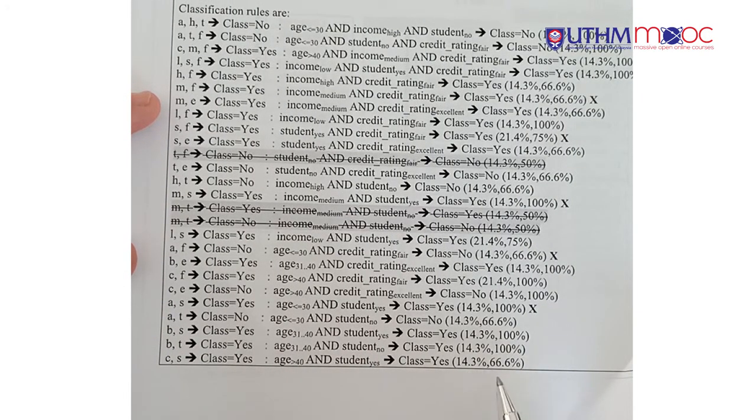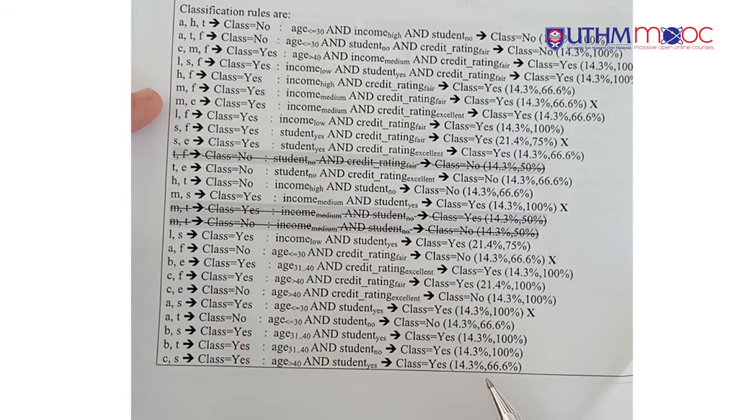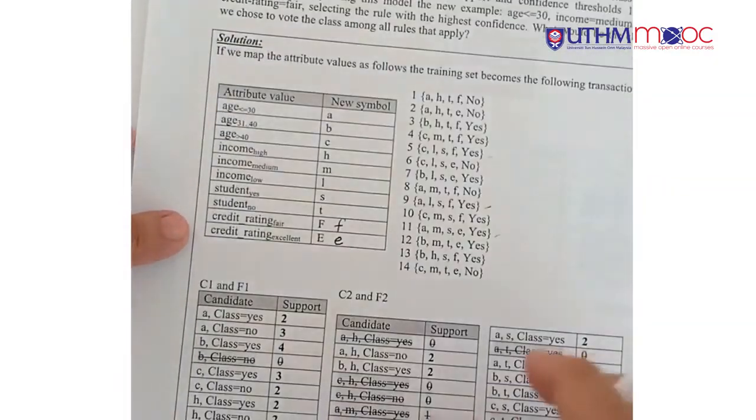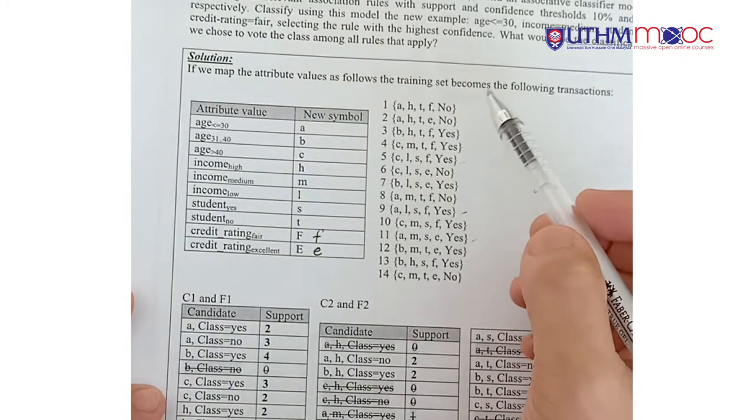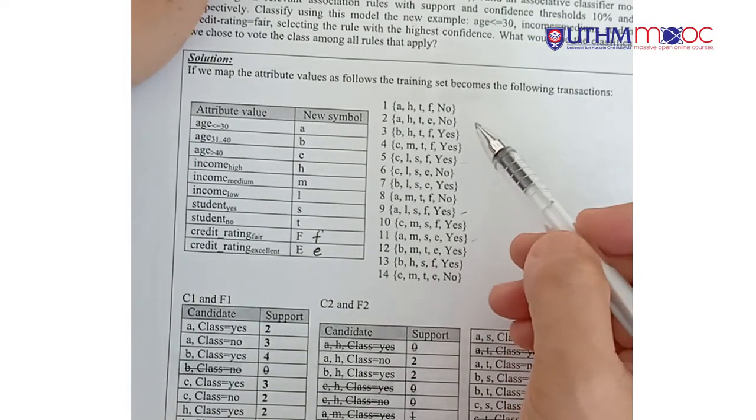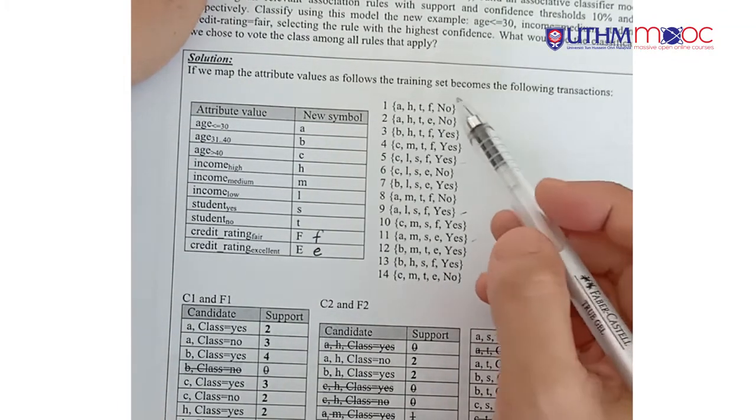Now we are going to find the confidence of it. So let's have a look. Let's go back to the table just now, to all the transactions, and see how many transactions contain items C and S that lead to class CS. Okay, so we go back here. How many transactions contain C and S?